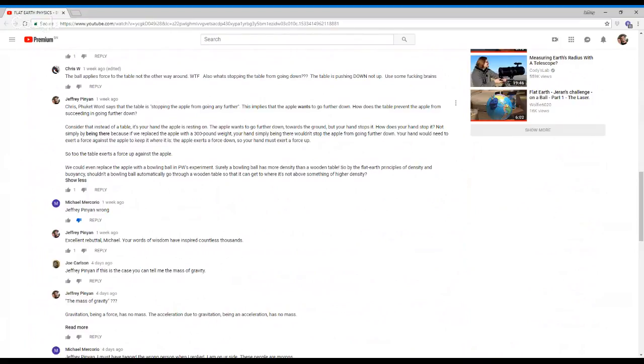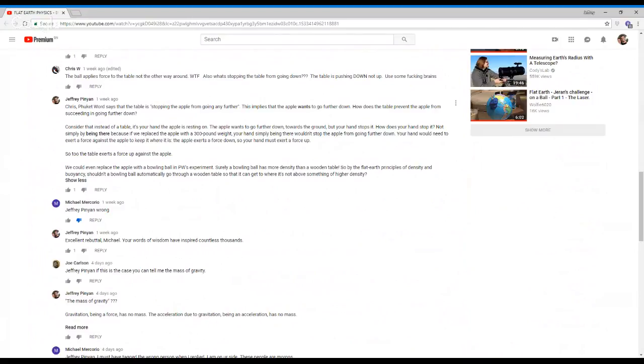When you try to use the flat earth physics of buoyancy and density, you run into the question of what is the density of this apple and what is the density of the table? If the density of the apple is greater than the density of the table, then why isn't the apple going through the table until it reaches something more dense than itself?